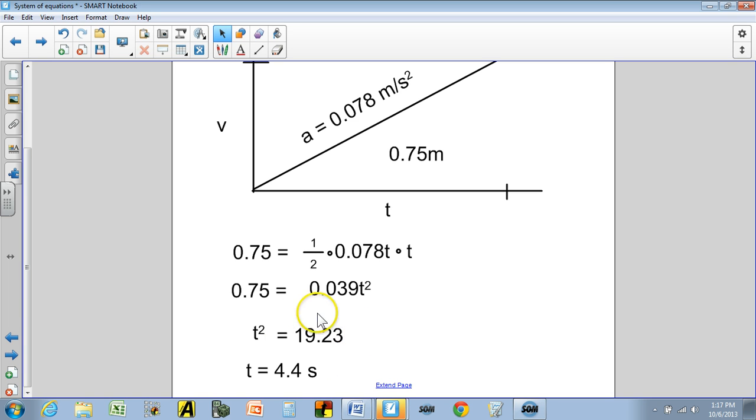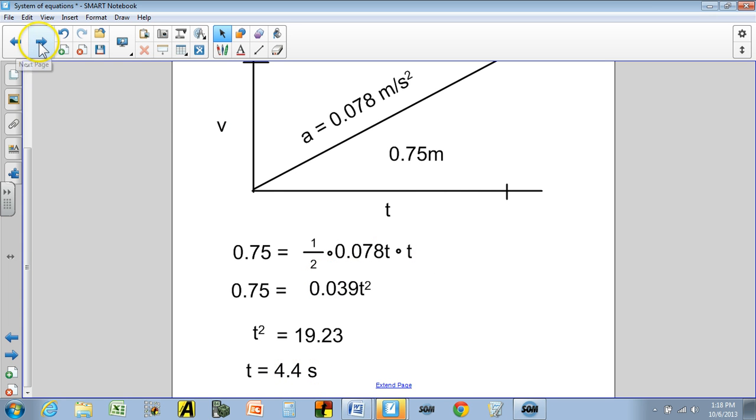By the way, I'm not even sure what the units are anymore, but that's okay. It's going to be t squared. Sorry about that. And then when we take the square root of both sides, we can now find that the time is 4.4 seconds.